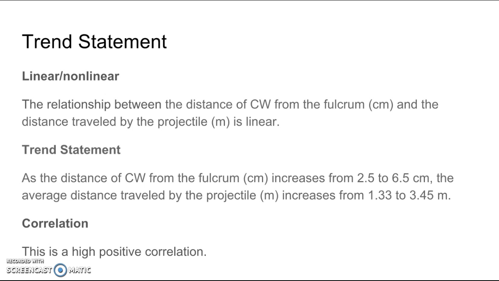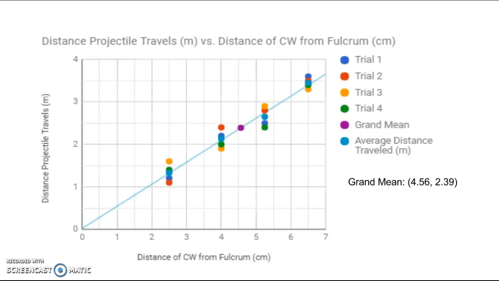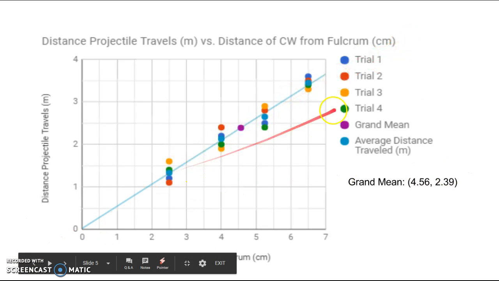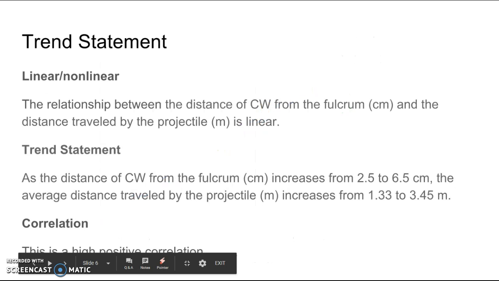So writing your trend statement, a lot of you are getting much better at this, but there are 3 things you have to remember. You have to state whether this was a linear or nonlinear relationship. If we look back at our graph, it's very easy to tell. This is a line. I would call this a linear relationship.